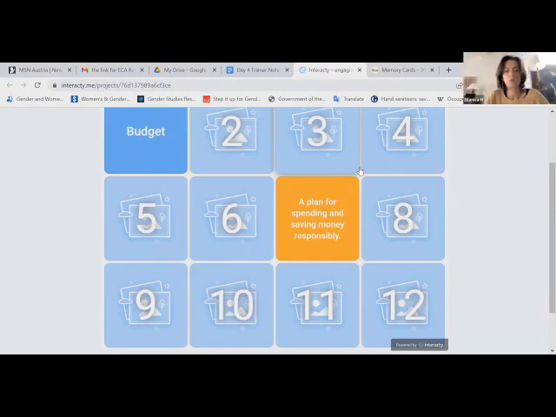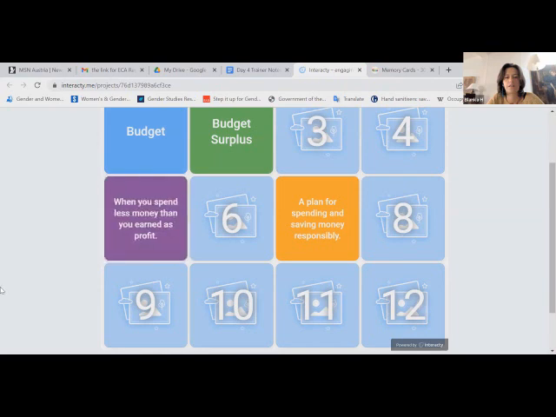I'm gonna go with 2. Budget surplus and 5, I think. Oh, this is budget surplus, when you spend less money, then you earned as profit. So they match, right? They do match. Thank you for whoever opened them before. So I get another go.